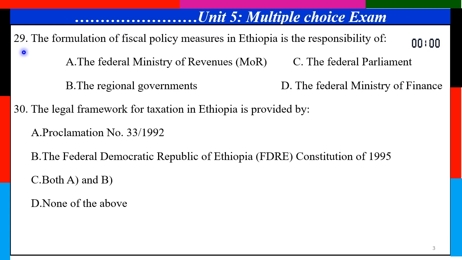Question number 29. The formulation of the fiscal policy measure in Ethiopia is the responsibility of dash. A. Federal Ministry of Revenue. B. Regional governments. C. Federal Parliament. D. Federal Ministry of Finance.